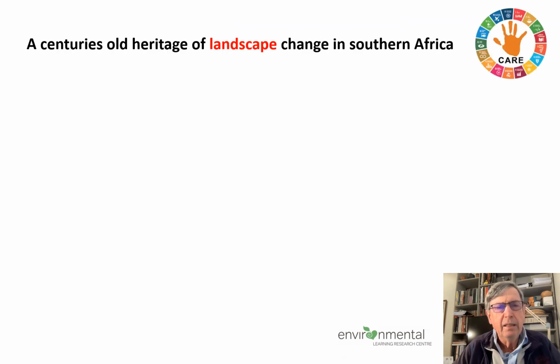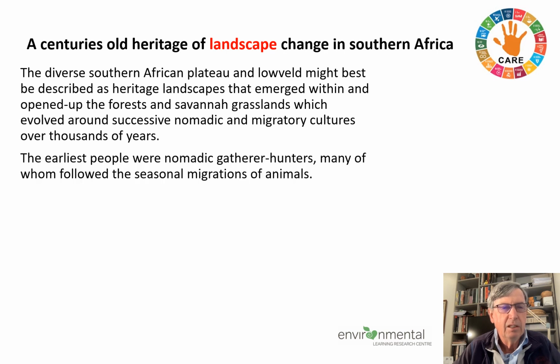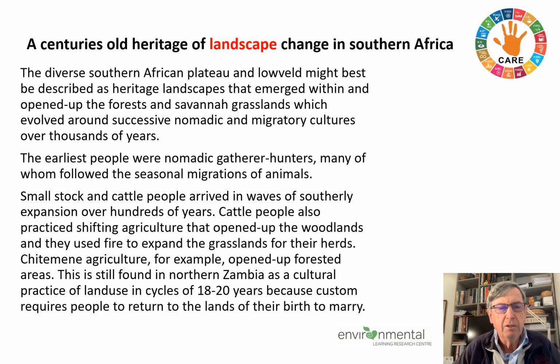So now if we look at the landscapes of Southern Africa, and we've got centuries-old landscapes of change in Southern Africa, the diverse Southern African plateau and lowveld might best be described as heritage landscapes that emerged within and shaped the forests and savanna grasslands, which evolved with successive nomadic and migratory cultures over thousands of years. The earliest people were nomadic gatherer-hunters, many of whom followed the seasonal migrations of animals.